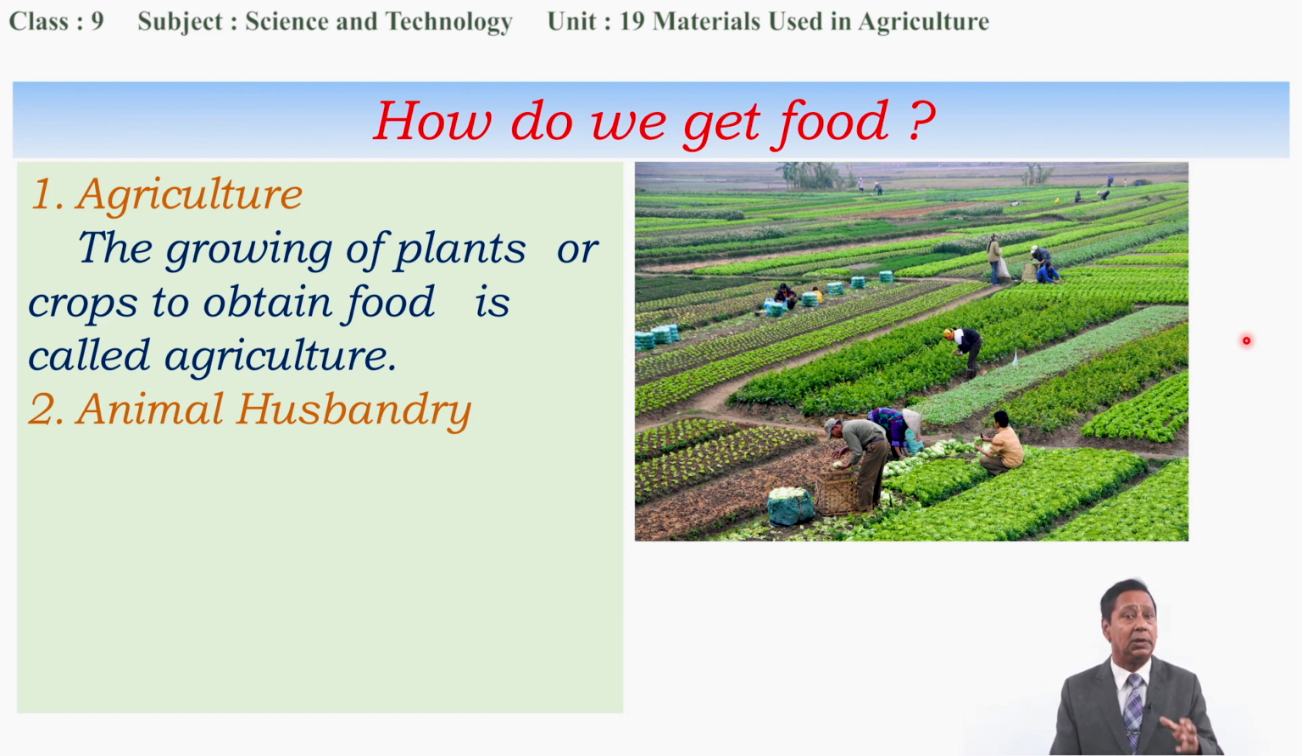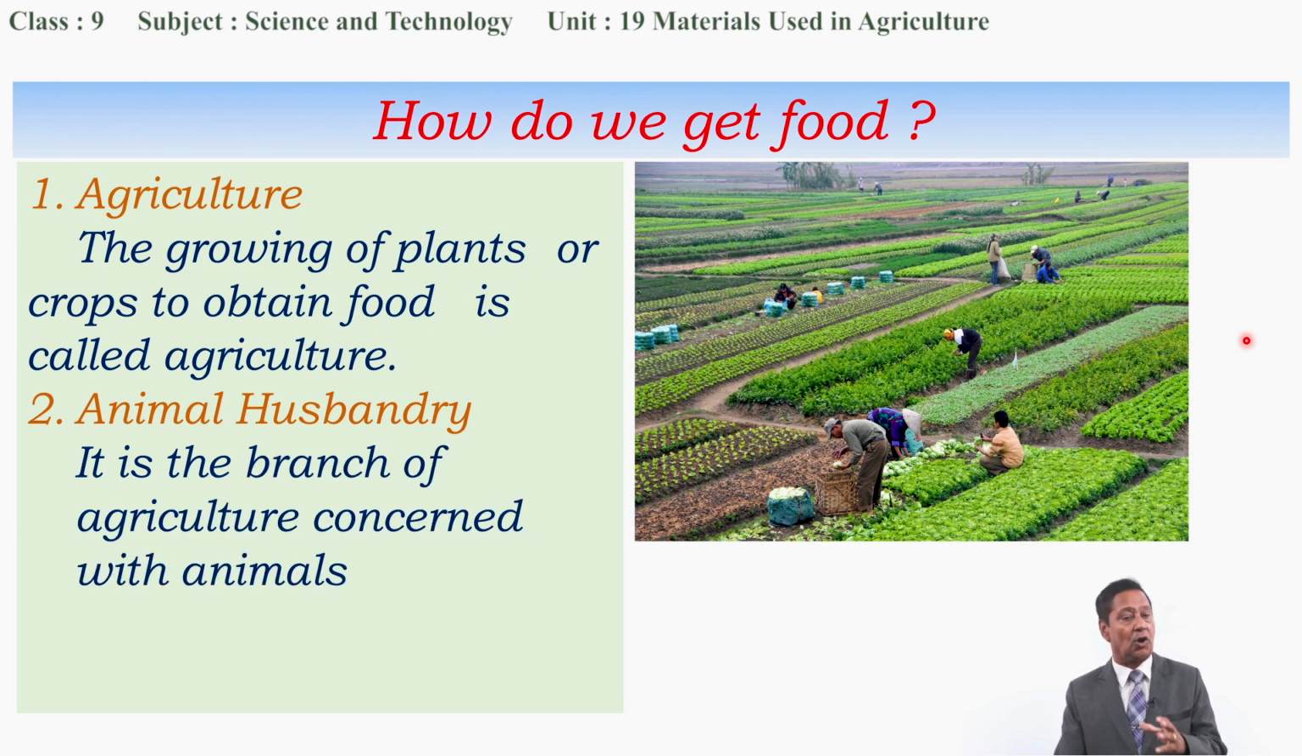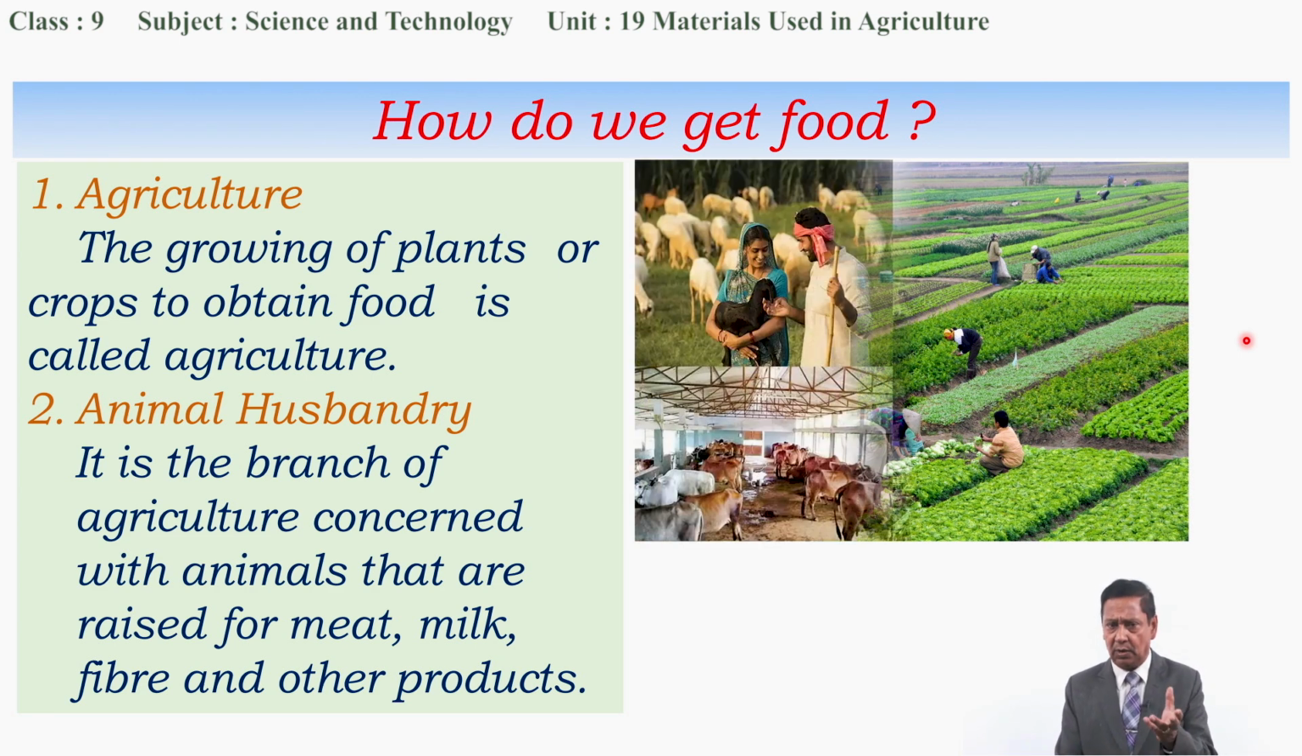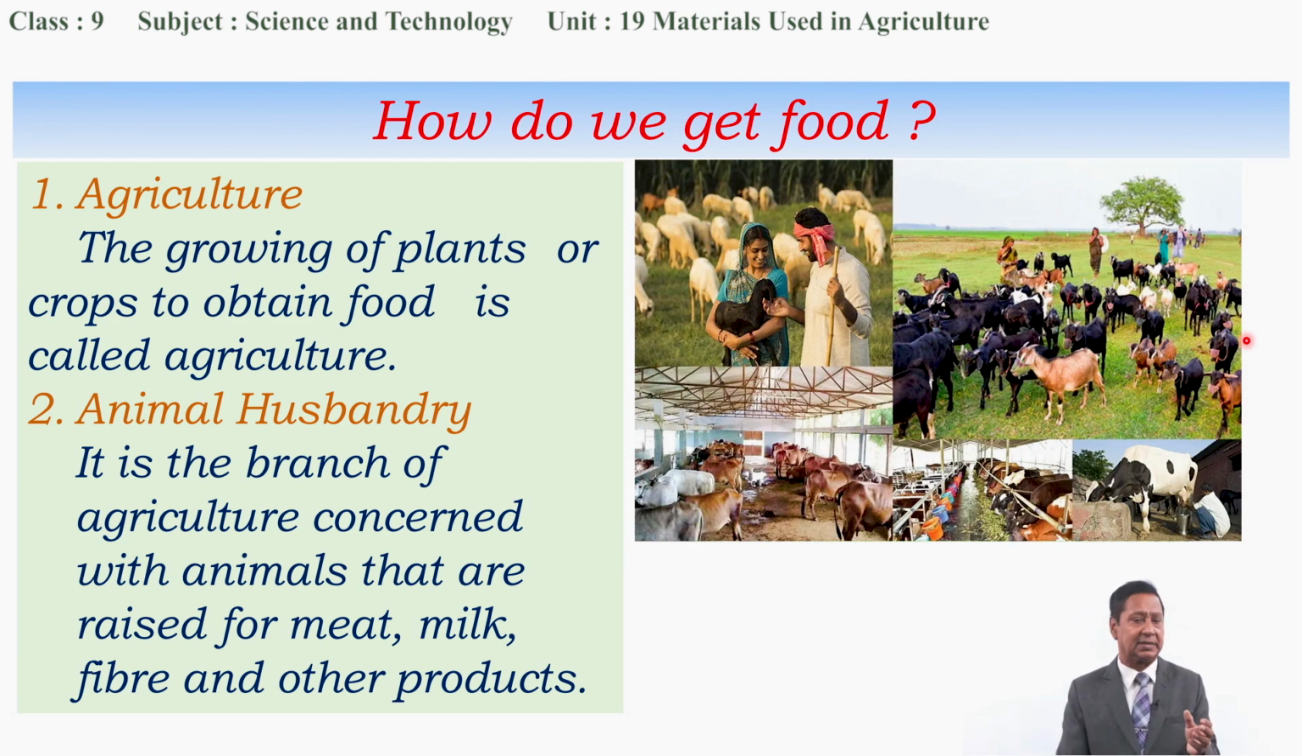Now let's talk about animal husbandry also. It is the branch of agriculture concerned with animals that are raised for meat, milk, fiber and other products. And we can see this picture. This picture says that these goats are raised for meat, but cow farming is done to get milk. But we are not related to fiber, and actually we are focused on agriculture and agricultural products. That's why we are not talking a lot about animal husbandry. We have to focus on the agricultural product, which we call crops.